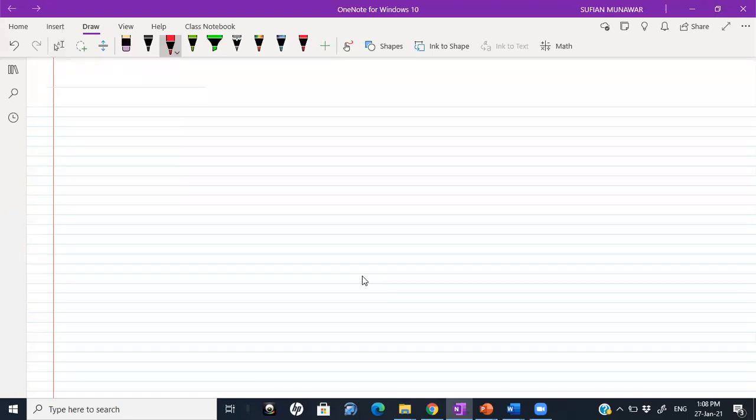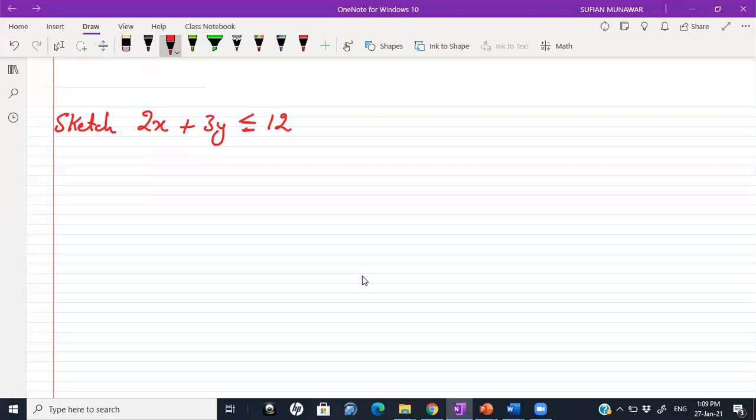Suppose you have an inequality 2x plus 3y less than or equal to 12. Now if you have this kind of inequality, how to sketch it? This is the objective of this question. Let's sketch this inequality.